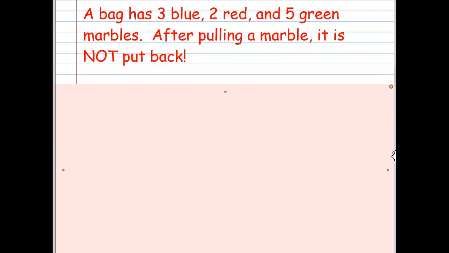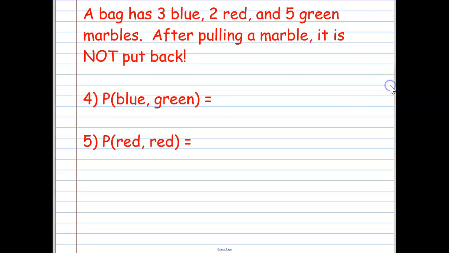So the bag has 3 blue, 2 red, and 5 green marbles. After pulling a marble, we're not putting it back. Okay, we're not putting it back. We're holding on to it. So let's see what we can do here. Go ahead and pause and write down these 2 situations, and then hit play again when we're ready to work them out.